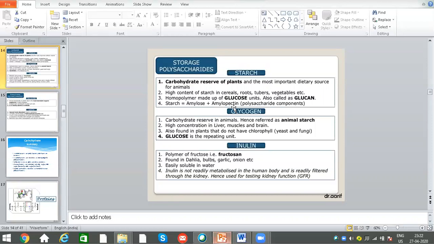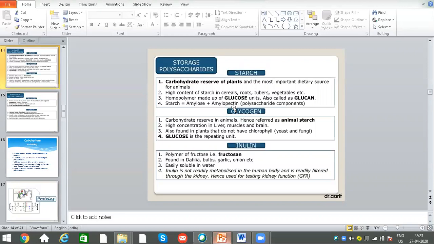The next one is glycogen. Glycogen is the carbohydrate reserve in animals, so that's why it is called animal starch. It is present in liver, muscle, and brain cells. It is also present in plants, but only in a few parts. It is not present like chlorophyll, and it is also not present in yeast and fungi.